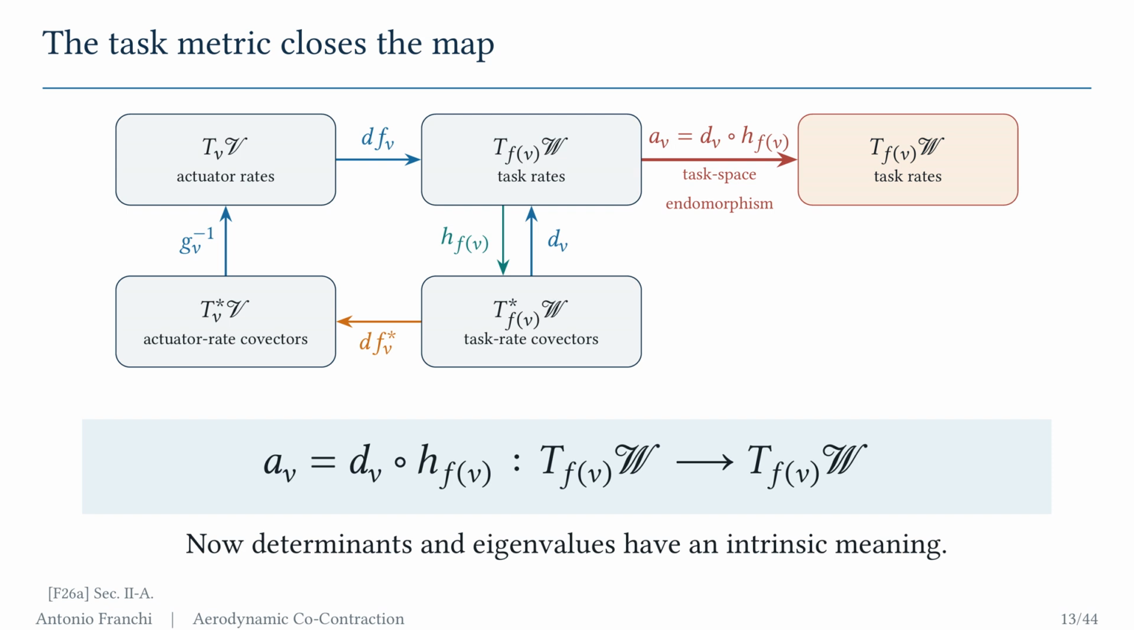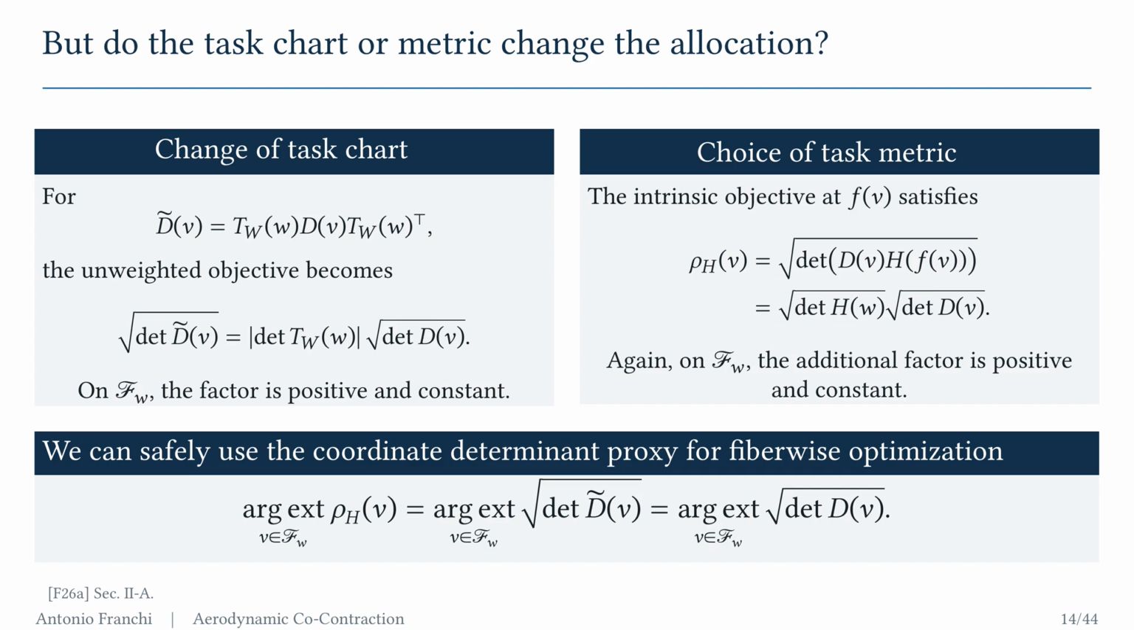The cometric d sub v maps them back upwards to task rate vectors. The red arrow summarizes their composition, a sub v, equal to d sub v composed with h at f of v. This is an endomorphism of the one-task tangent space, so its determinant and spectrum are intrinsically meaningful. The remaining question is whether the computational allocation changes with the task chart or with the auxiliary task metric.